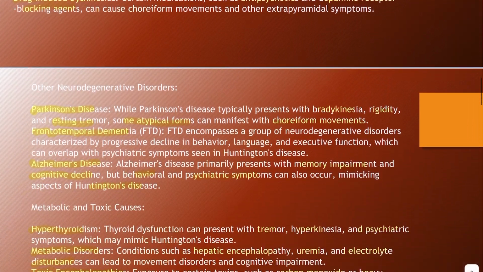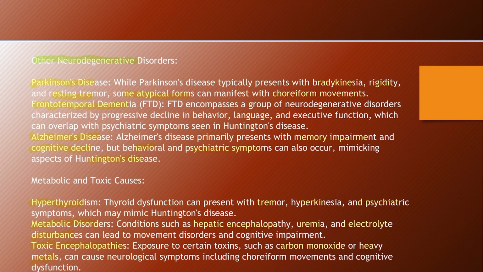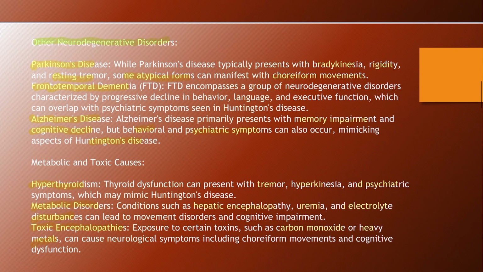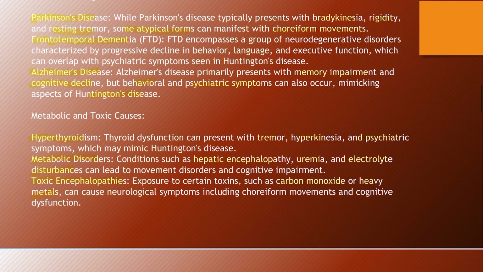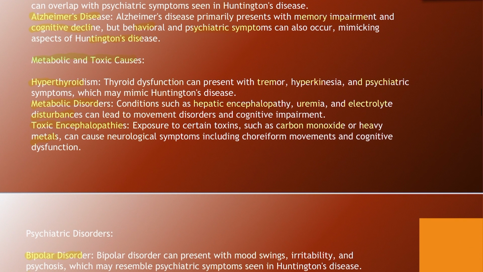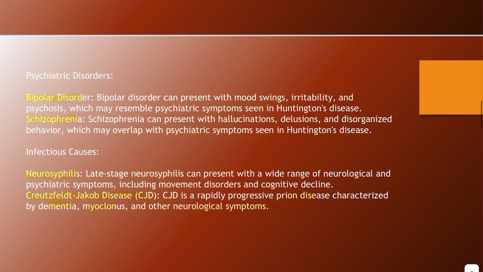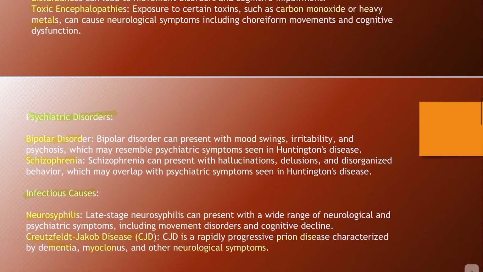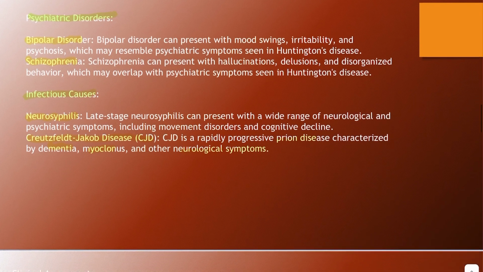We have talked about the neurodegenerative disorders, in which we have put Parkinson's disease and frontotemporal dementia, as well as Alzheimer's disease. Metabolic and toxic causes: we have talked about hyperthyroidism and also other metabolic disorders like hepatic encephalopathy, uremia, and toxic encephalopathies like carbon monoxide or heavy metals. Psychiatric disorders: we have talked about bipolar disorder and schizophrenia, and finally infectious causes like neurosyphilis and Creutzfeldt-Jakob disease. So this is my differential diagnosis in this case.